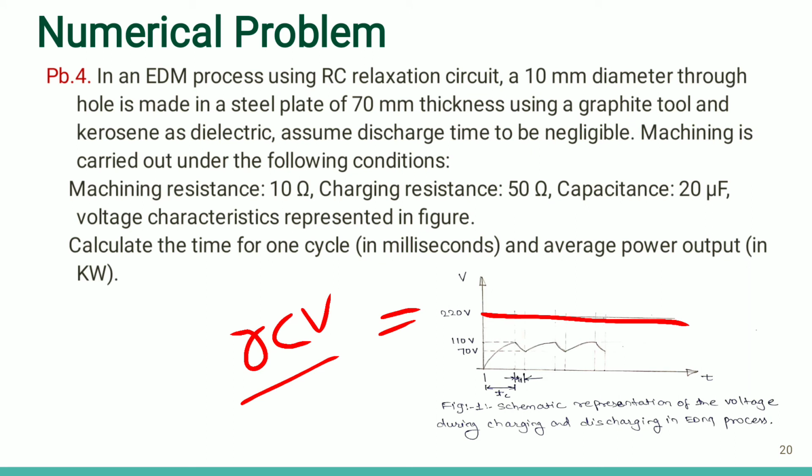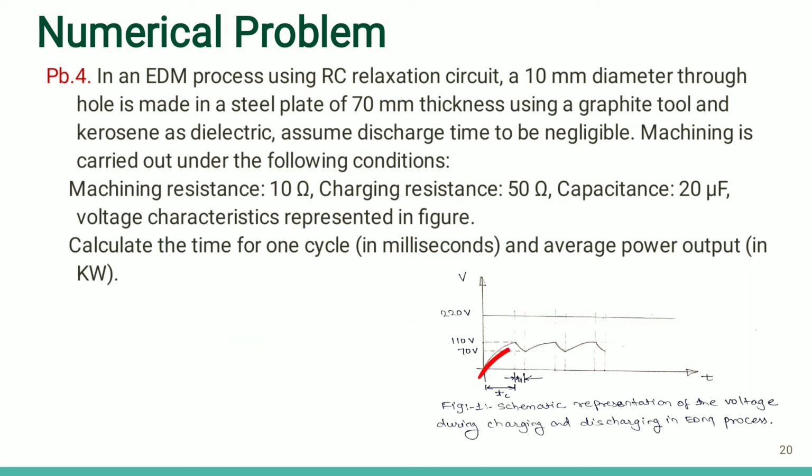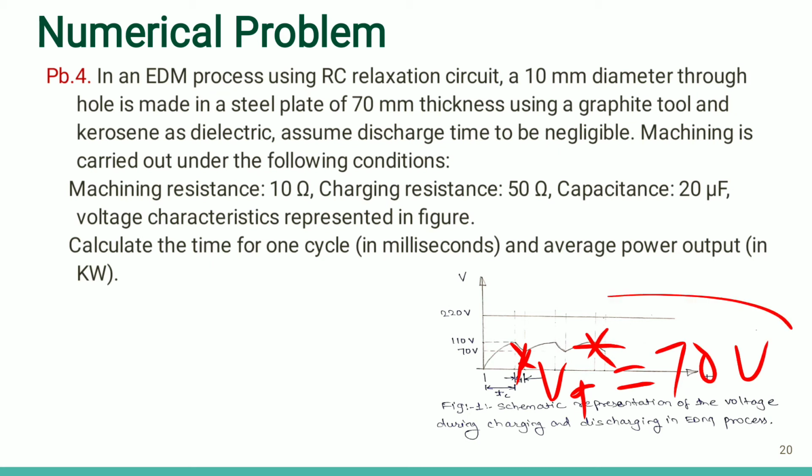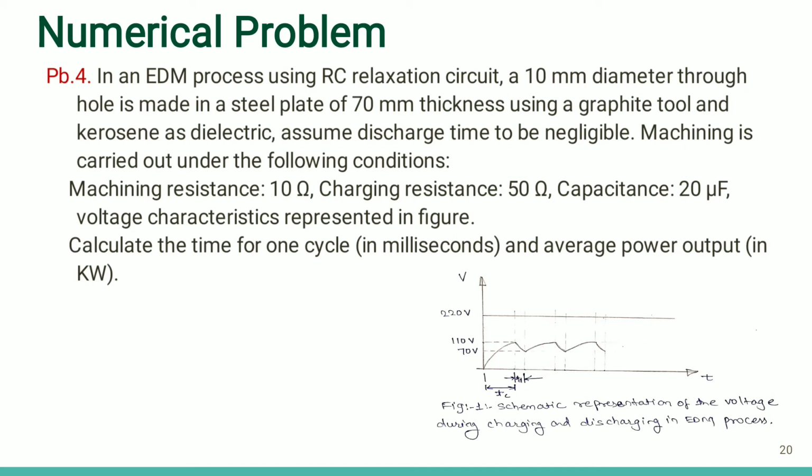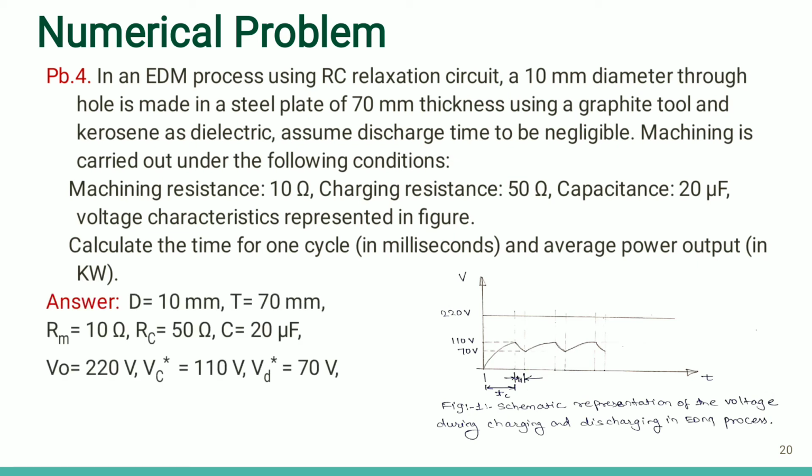So the supply voltage given to you is 220 volt. When you charge it, it will reach some maximum value, that is Vc star, and that value is 110 volt. Again, for the time being Td will discharge it, and from here it will reach here. So this will be Vd star, equal to 70 volt. So this Vc star and Vd star value we can get from this figure. These are the data that is given to you.